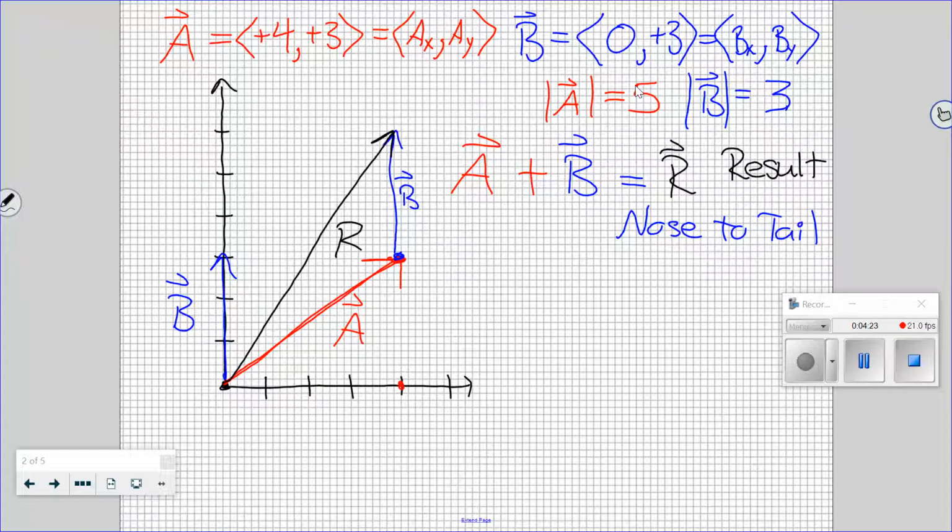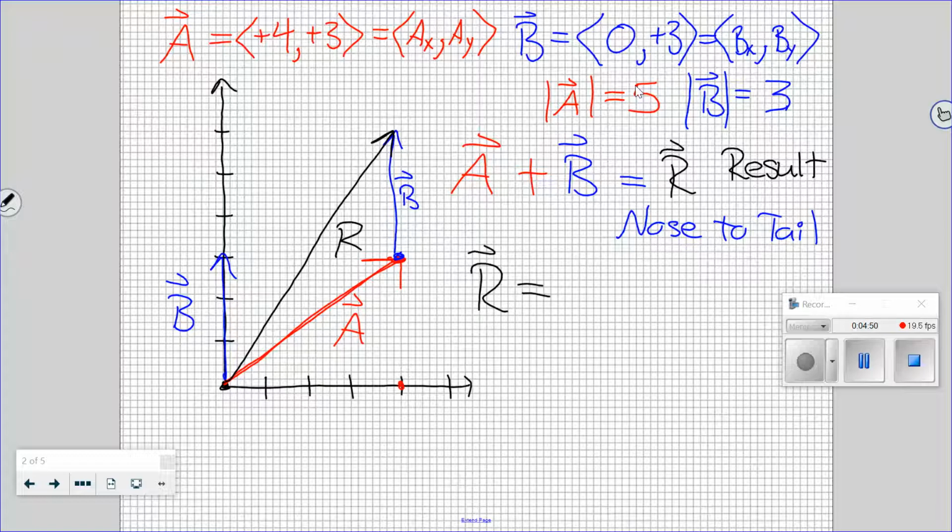Okay? Now, mathematically, what did this accomplish? Can you spot it on the board? Sure. I just added x's to x's and y's to y's. Oh, exactly. And I just did a picture of it. Perfect.